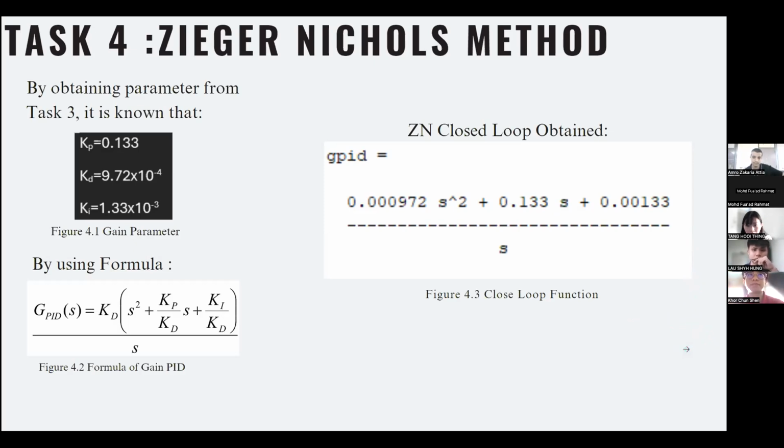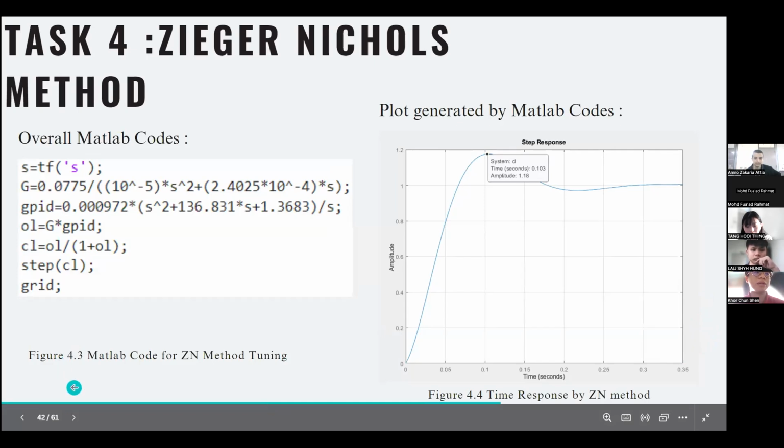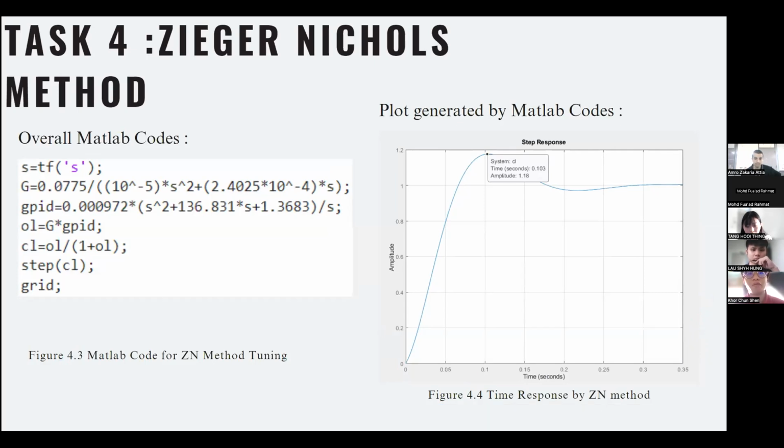Okay, next. Here is by using the Ziegler-Nichols method, by running the MATLAB codes. And actually there are two things to highlight, which is using the GPID as a variable, which we declare with our gain for the PID with the function. And then we obtain it by using G multiplied by GPID, we get the open loop. To get the closed loop, we're using OL over 1 plus OL, and then we need to call out the plot curve, so we're using step function with closed loop, and then we obtain the result of figure 4.4, the time response by Ziegler-Nichols method.